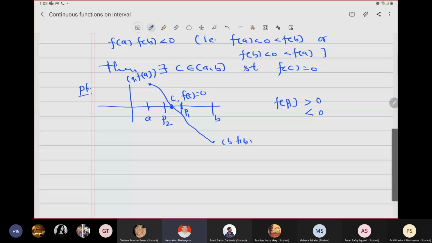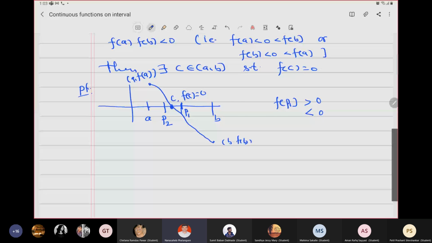The midpoint is P3. So continue this process: P1, P2, P3. This is a sequence, so Pn is a sequence. If c is equal to the limit of Pn, then f of c is 0. So actually the sequence converges to the root of this function.